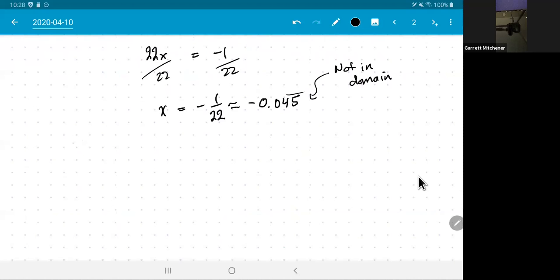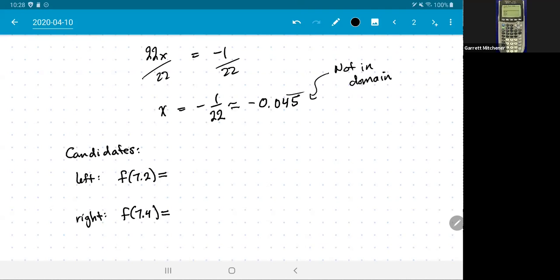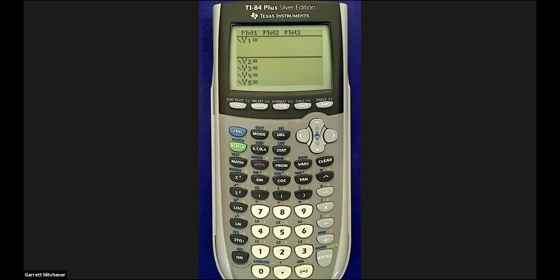So instead, the only candidates that we have to check are the left endpoint, so that was 7.2, and the right, which was 7.4. So now we have to put these numbers into the original function. Now there's a couple of different ways to do this. Since we got to put in a couple of numbers anyway, I'm going to use the y equals screen and type the formula that we're working with up here.